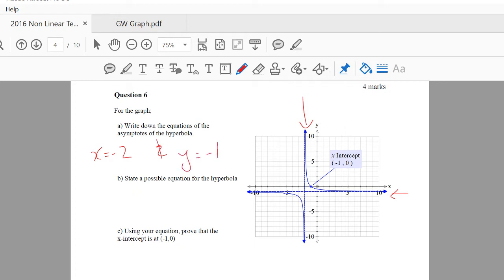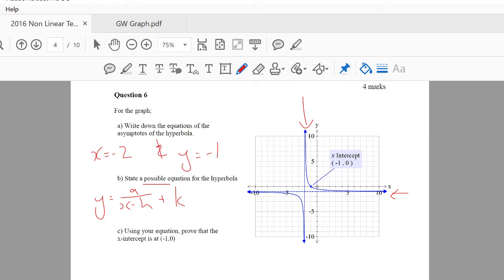State a possible equation for the hyperbola. Right, a possible equation doesn't have to be the exact one, but we know that x is -2 and we know that y is -1. So we also know that the way the hyperbola graph works is y equals a on x minus h, plus k. And in this case, our h is going to be -2 and our k is going to be -1. a could be any number. The reason this question says a possible equation means we don't necessarily know what a is going to be yet. So let's just make it 1 for the sake of argument.